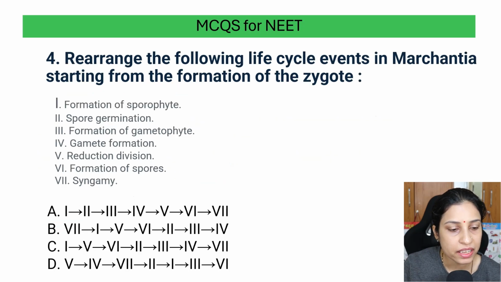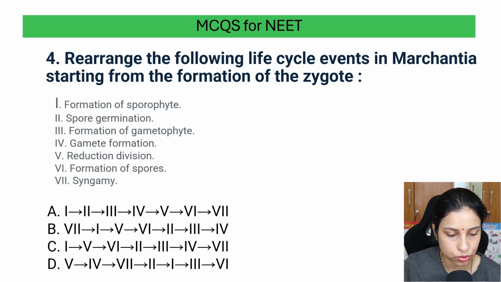Then rearrange the following life cycle events in Marchantia starting from the formation of the zygote. Here they give the life cycle which is starting from the zygote. Seven statements are given, so we have to arrange them here.